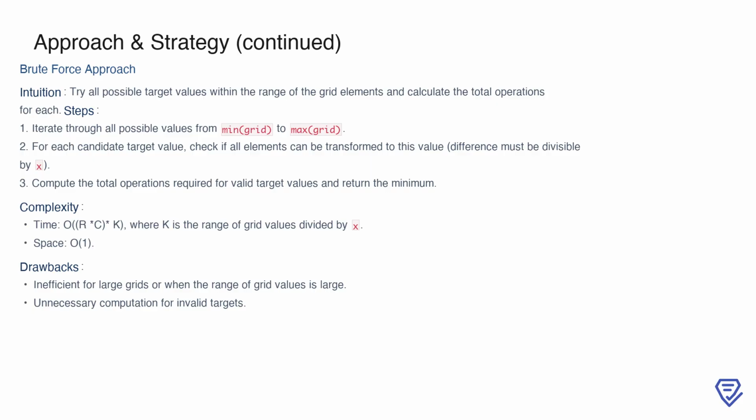However, this approach has significant drawbacks. Its time complexity is proportional to the range of grid values divided by x, multiplied by the grid size. This makes it inefficient for large grids or when the range of values is vast. Additionally, it wastes time on invalid targets, making it impractical for real-world scenarios.